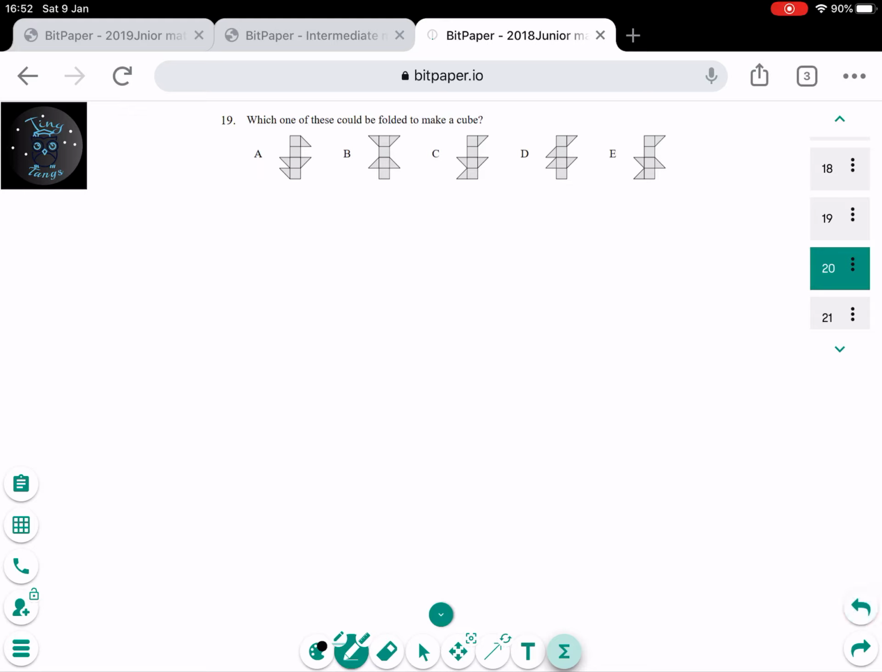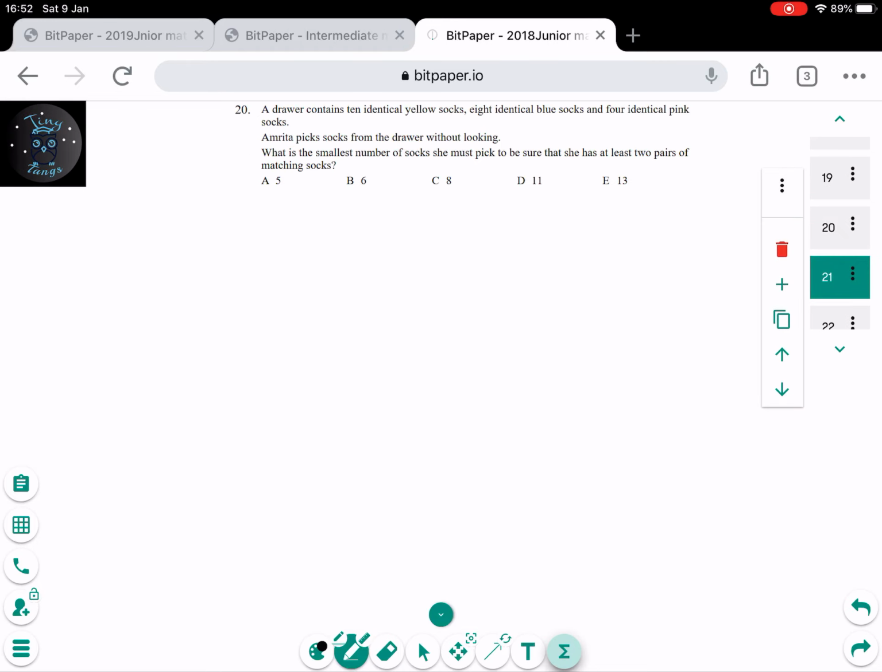So I'll just tell you the answers. The answer for this one is C, because that makes a full circle. If you rotate that, it makes it into a full circle. And so C would be the correct answer for question 19.